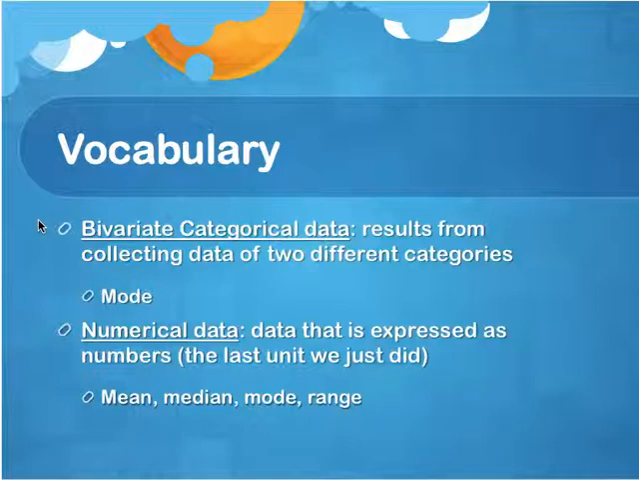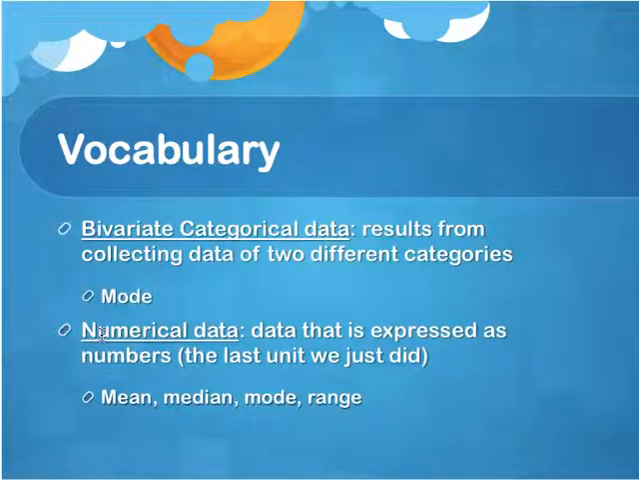Our next vocabulary word is bivariate categorical data. This one's a whopper. It results from collecting data on two different categories. So remember the prefix bi means two. Variate means two different types. Categorical, those are the two categories. When we're doing bivariate data, you can calculate the mode because you can see which one's the most popular category.